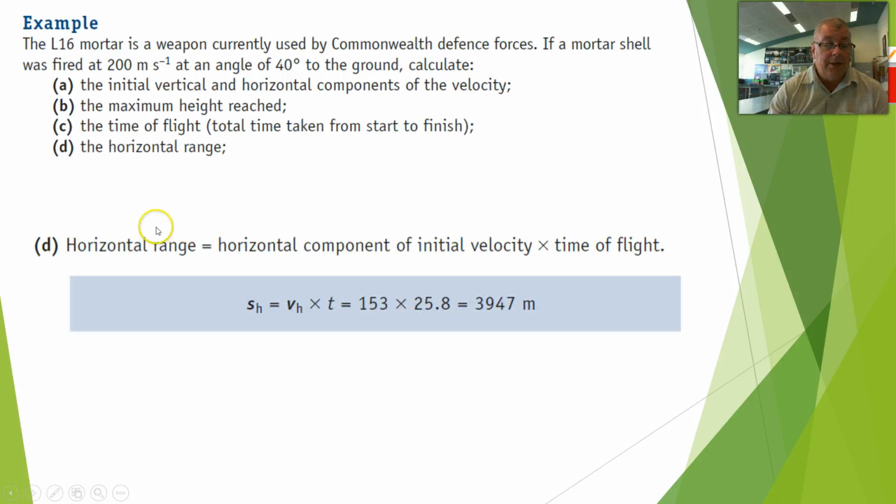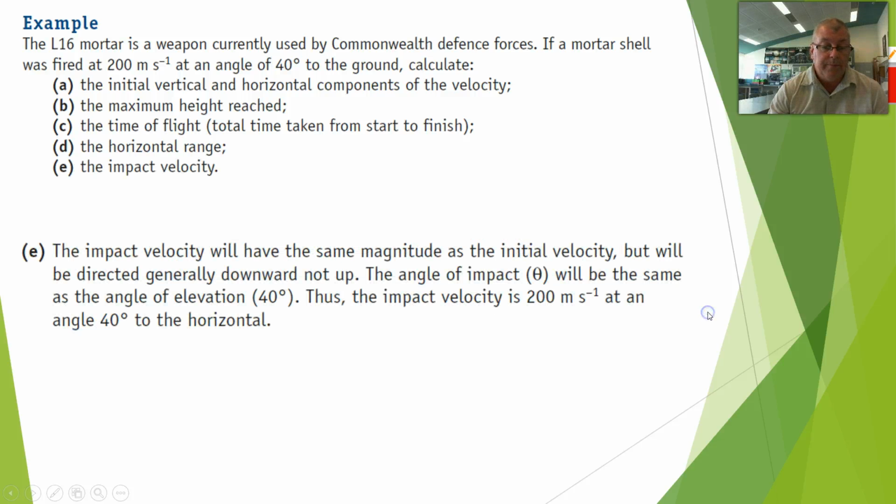And the horizontal range is equal to the horizontal component of the initial velocity times the time of flight, because it's constant velocity. Now you can use the equations of motion where a equals 0, and I recommend you use that. They're using the constant velocity equation s equals v times t to calculate it just as well.